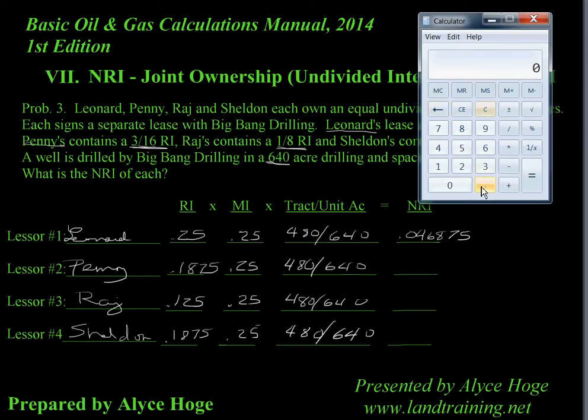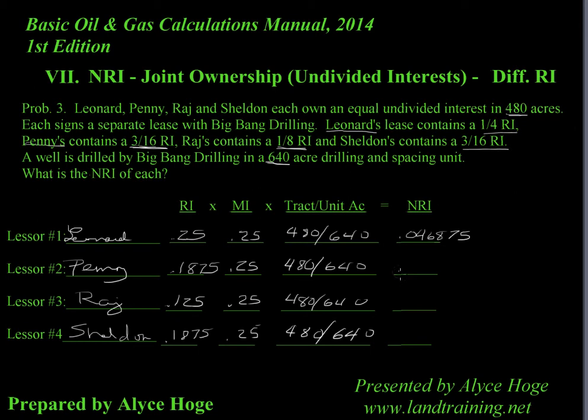Okay, so let's do the same thing for Penny. Penny's interest is going to be a 0.1875. She's got a 3/16 royalty times her mineral interest of 0.25 times the total tract acres or lease acres being 480 divided by the total unit acres, which is 640. So Penny's interest is going to be 0.03515625.